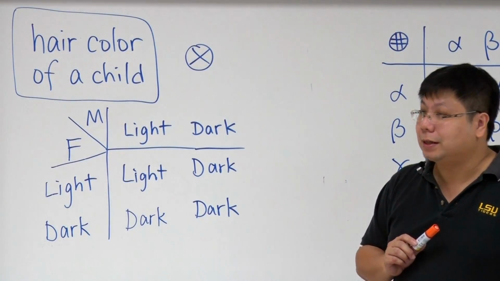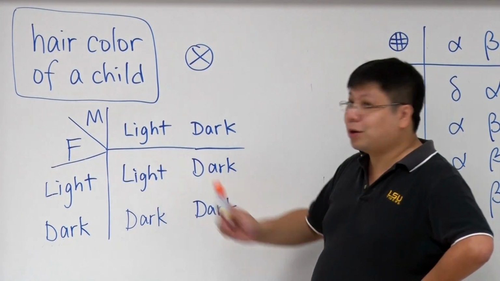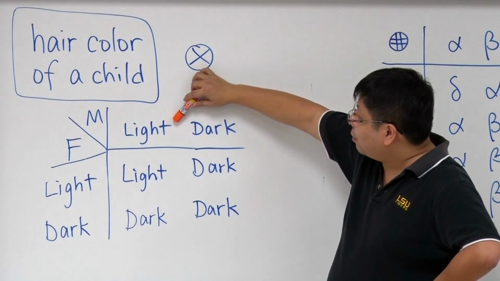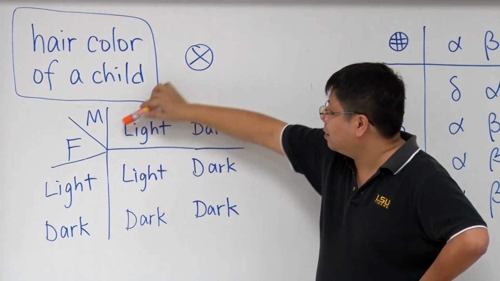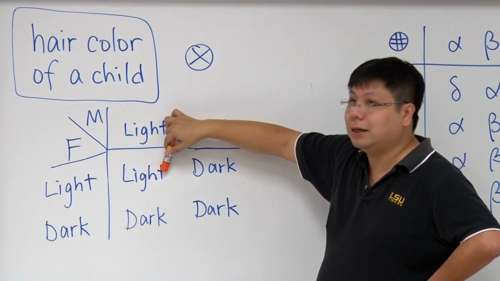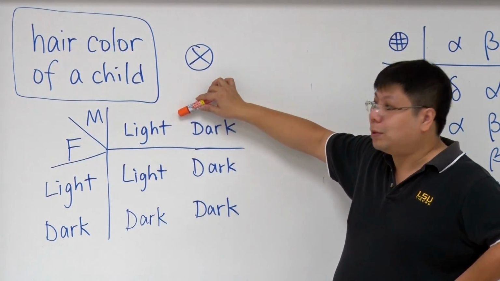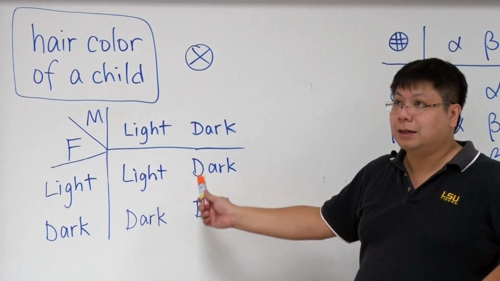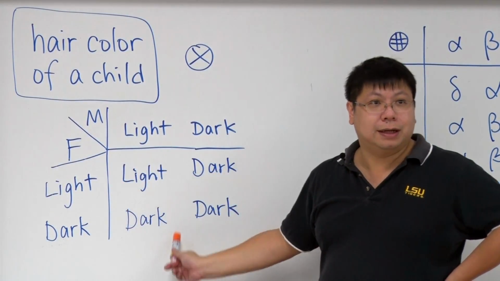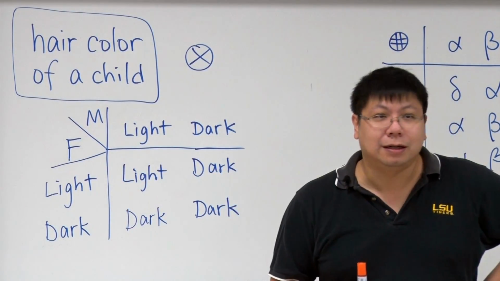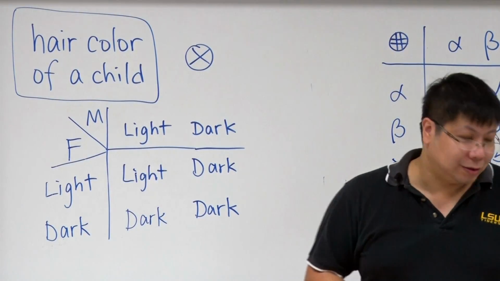Do we have a right identity? Yes. Light is also a right identity. If you apply light on the right-hand side, so light cross light, you get light. Dark cross light, you get dark. So when you put light on the right-hand side, you don't change the result. Then it is a right identity. Is that okay? Good.